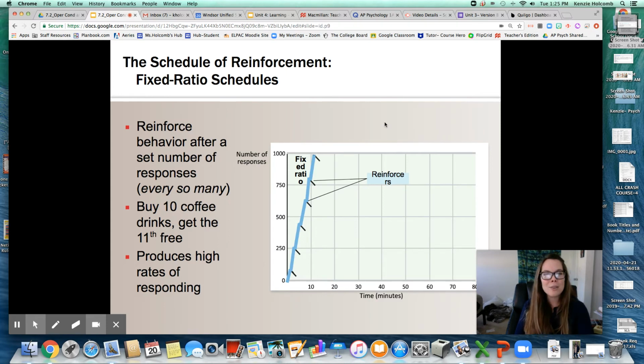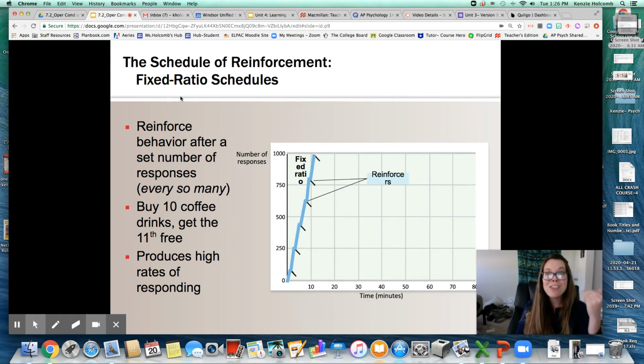So this is your first vocab term. The fixed ratio schedule, that's the name of this term, okay? Fixed ratio schedule. This is when behavior is reinforced after a set number of responses. So after every so many. Let's talk about Dutch Bros. I have one of those Dutch Bros cards where you get them stamped every time. So buy 9 drinks and get the 10th one free. So you get a reinforcement every 10 drinks.